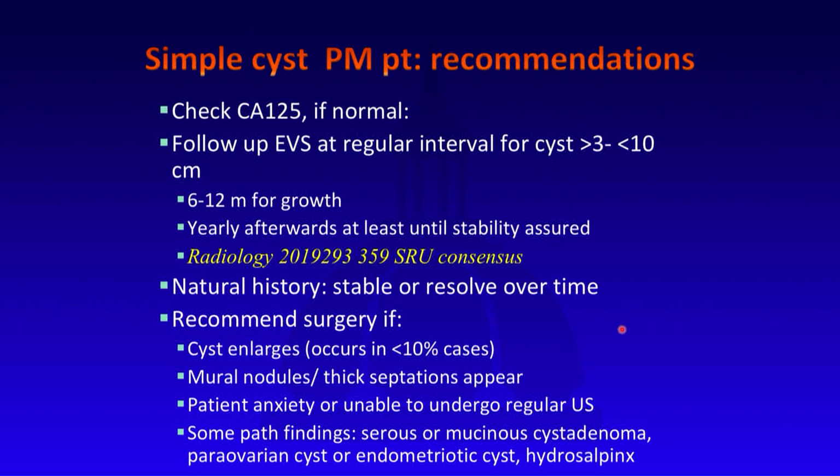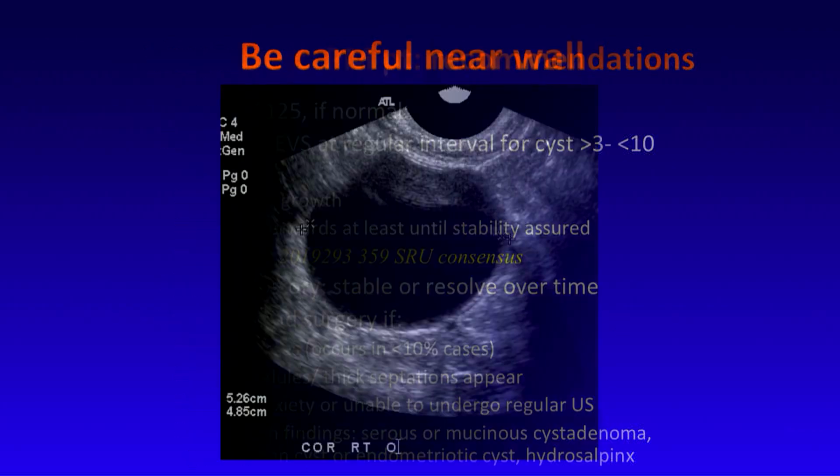And of course, if the cyst enlarges or if there is a mural nodule or thick septation appearing, then you're going to recommend surgery. Also, if the patient is anxious and is not able to get these follow-up ultrasounds. Some of the pathology that has been shown when these postmenopausal simple-cyst-appearing lesions were found is serous or mucinous cystadenoma, paraovarian cyst, endometriosis cyst, or hydrosalpinx.